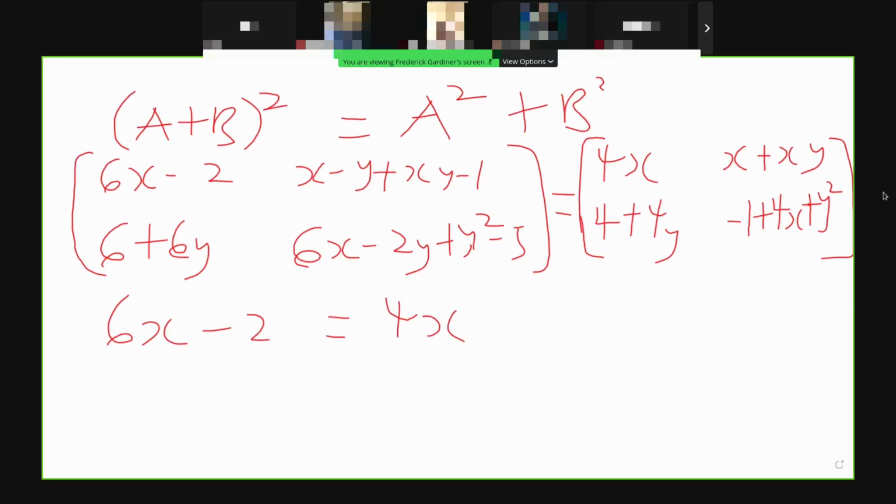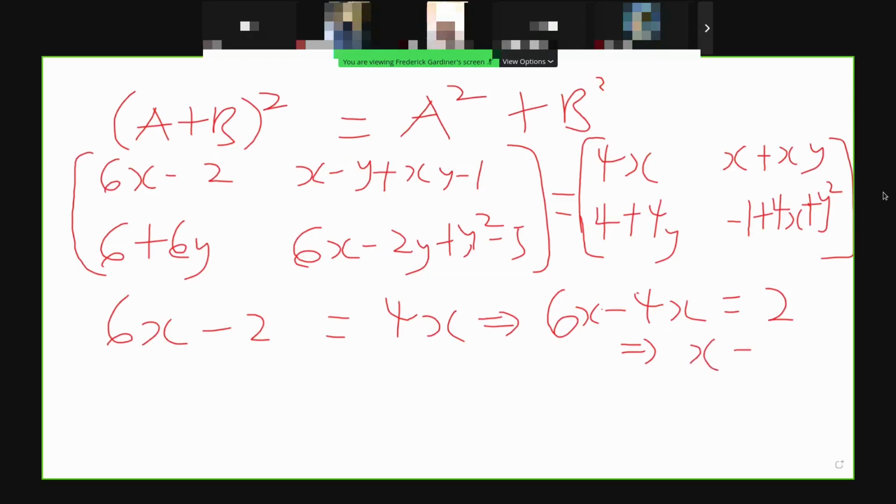Are you following? That would simply imply that 6x minus 4x is equal to positive 2. Do you agree? If that is true, then my x is what? 1, because 6x minus 4x will be equal to 2. If I divide both sides by 2, I have x equal to 1. Now that I have x to be 1, I can fix it into any of them and I'll get y.